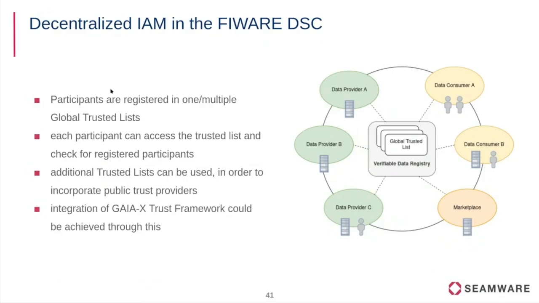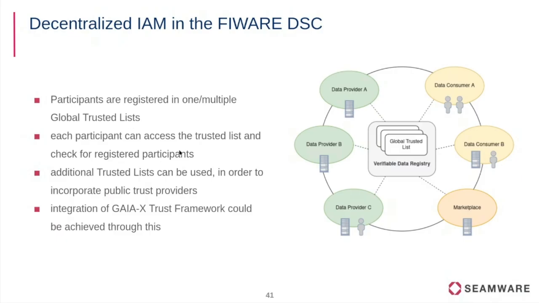Now, how does decentralized IAM happen in the FIWARE Data Space Connector? We're back to our initial picture here. Participants in the Data Space Connector are registered in one or multiple global trusted lists. That does not mean much more than we have a list. In this case, the Trusted Issuers Registry API from EPSI, where the DID of each participant is listed. So that's all. We don't have any additional information about them. There is nothing registered about users or roles. There's just a DID that they are a participant.